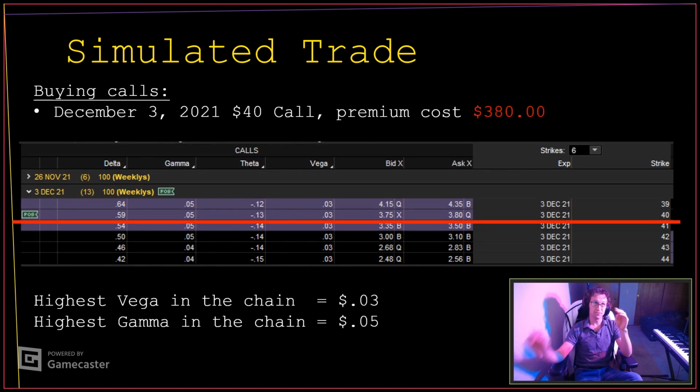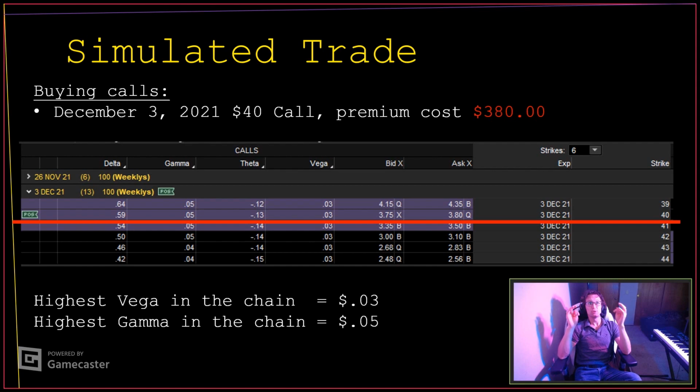Now, buying calls. The first call that I purchased is a December 3rd, 2021 $40 call. The premium was $380. And I give just 6 strikes here. And what I want to show is that the highest Vega in that chain was 0.03. And so you can see that this call option falls in that highest Vega. The highest gamma in the chain is 0.05, and again, that is right where I want it.